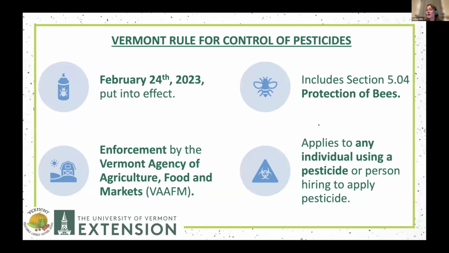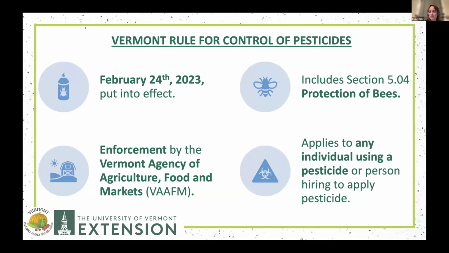It also came out of a need on behalf of pesticide applicators, where back in 2023, the Vermont state passed Vermont's rule for the control of pesticides, which included the Section 504 Protection of Bees rule.